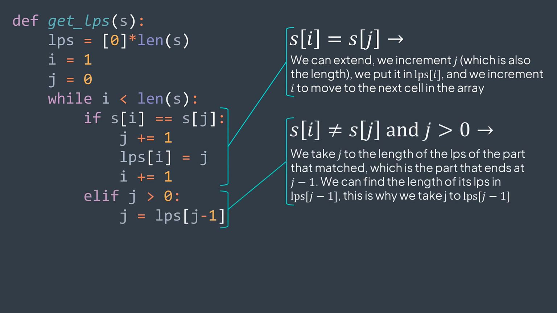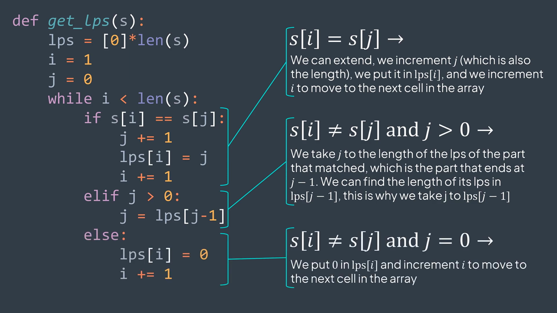Second case, they're not equal and j is greater than 0. Here we said that we take j to the length of the LPS of the path that matched. The path that matched is in reality the part of S that ends at j-1, and the length of its LPS is in LPS of j-1, so j is equal to LPS of j-1. And last case, when they're not equal and j is 0, we just put 0 in LPS of i and we increment i as explained earlier. After filling the LPS array, we just return it.